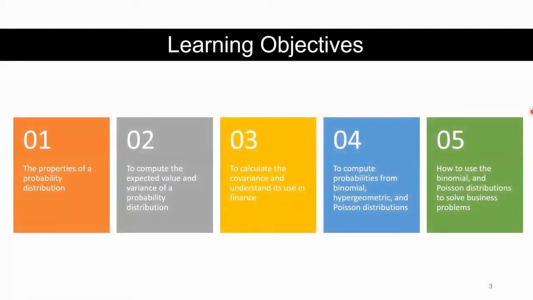So first and foremost, what are our learning objectives for this particular lesson? Well, we have 5. We will be learning about the properties of a probability distribution. We'll be computing expected values and variances of probability distributions. We'll be calculating covariance and understanding its uses in finance, computing probabilities from binomial, hypergeometric, and Poisson distributions, and how we use these distributions to solve business problems.